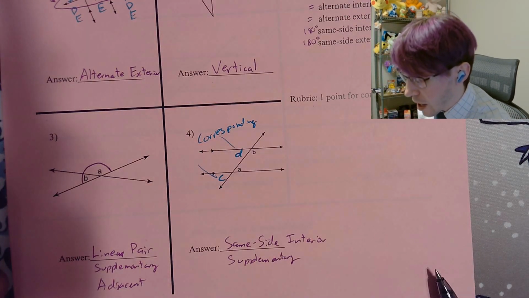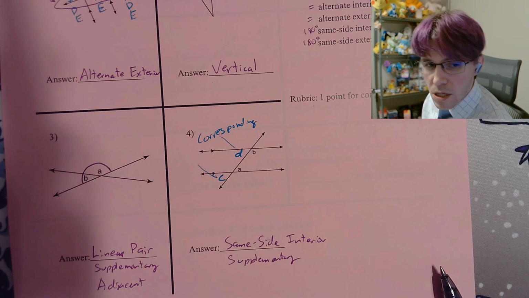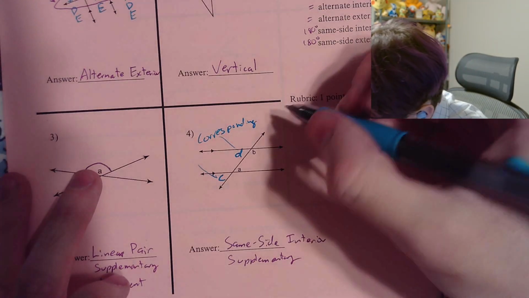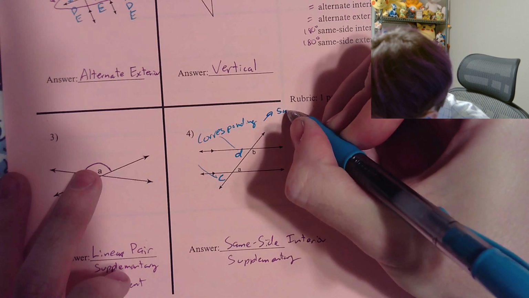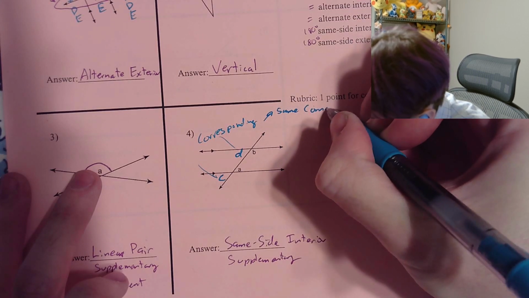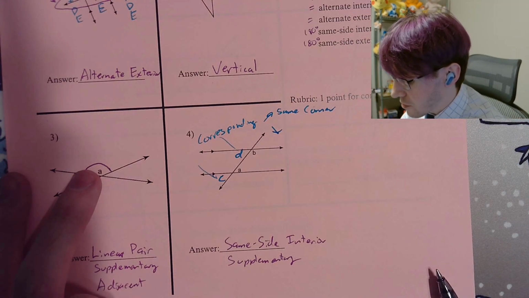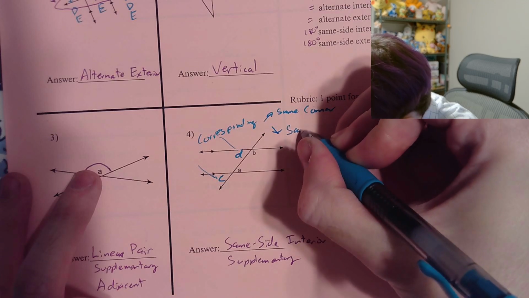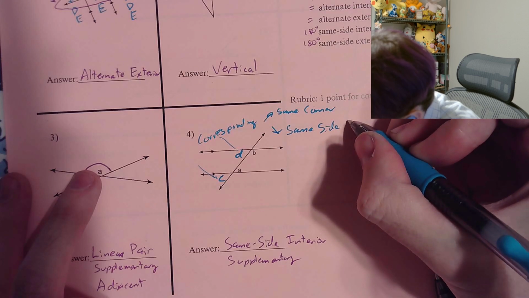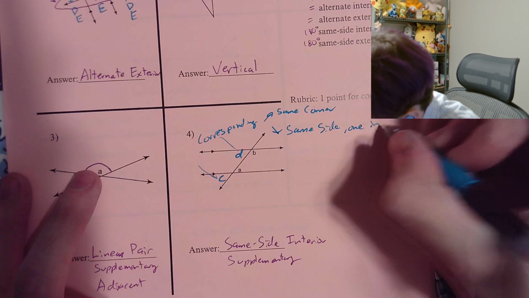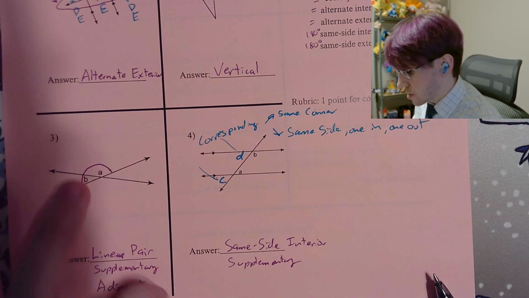Another way to look at corresponding is that they're on the same side, but one's interior, one's exterior. So corresponding, you can think of as the same corner. And if you don't want to think of it as the same corner, you could think of it as same side, but one in, one out. All right, I'm done talking about these questions.